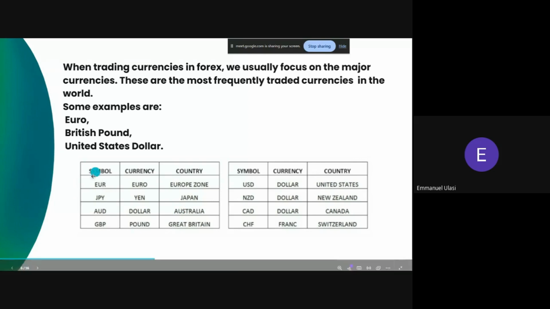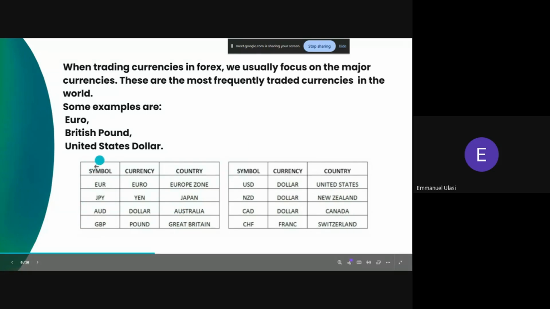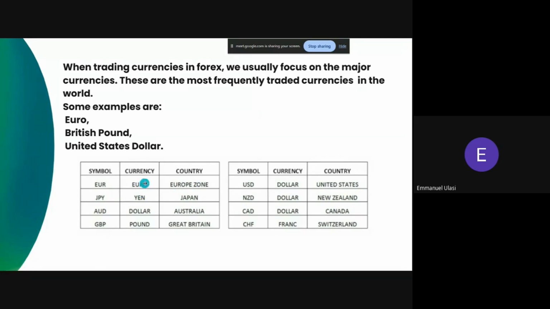Now you need to take note of these symbols because this is what you are going to be seeing more frequently in forex platforms. You're going to be seeing these currencies represented with their symbol and not their complete name. Take for instance the euro, you're going to be seeing EUR more often than the full spelling of the euro. For the United States dollar, in most platforms you're not going to be seeing the full name written. Rather, you're going to be seeing their symbols attached to their other currencies.